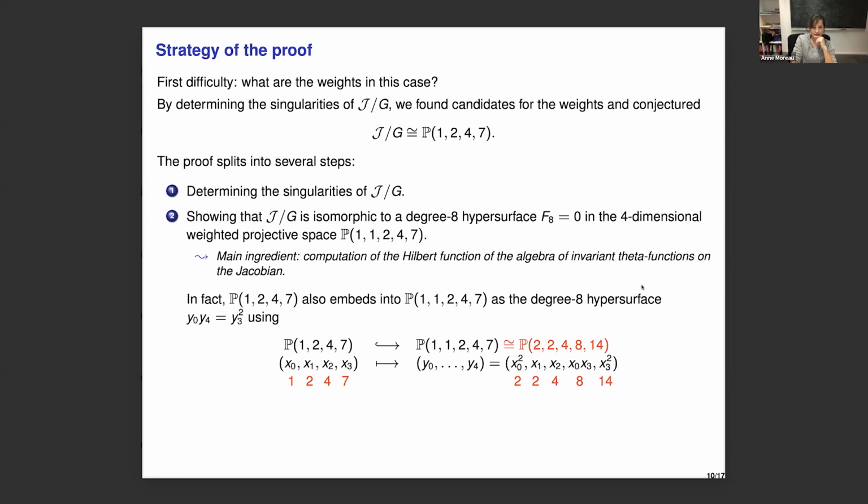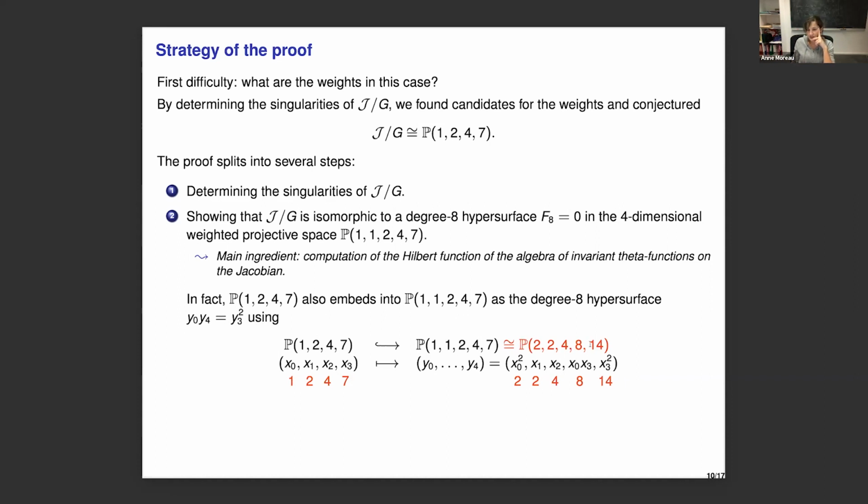And why is this result interesting? Because in fact, we notice that our weighted projective space also embeds into a bigger weighted projective space. It's clear that it embeds, for instance, if you put the first coordinate to be 0. But what is less clear is that it embeds into a degree 8 hypersurface, namely this hypersurface. And the embedding is given as follows. I denote by x0, x1, x2, x3 the coordinates in P(1,2,4,7), so the weights are 1, 2, 4, 7. Then I use this embedding, so I send to x0 squared, x1, x2, x0 x3, etc. And you notice that the image gives you something of weights 2, 2, 4, 8, 14. And obviously the image is exactly this hypersurface.